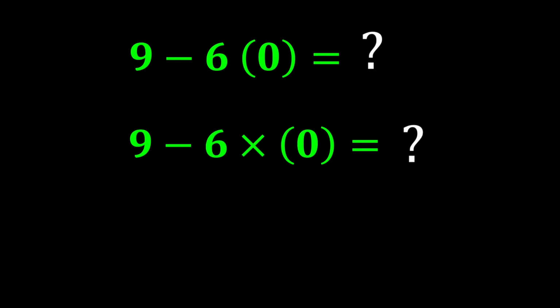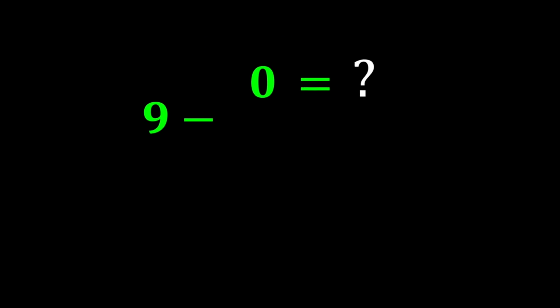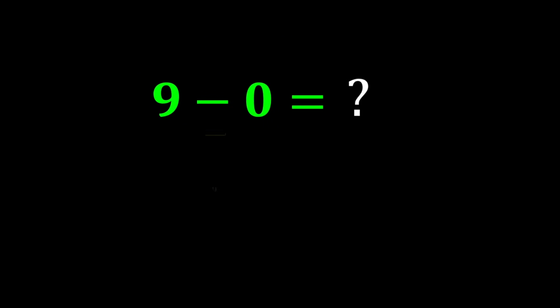In this expression, we now have multiplication and subtraction, and since multiplication has higher priority than subtraction, we perform the multiplication first. 6 times 0 gives us 0. And finally, 9 minus 0 gives us 9, so our final answer is 9.